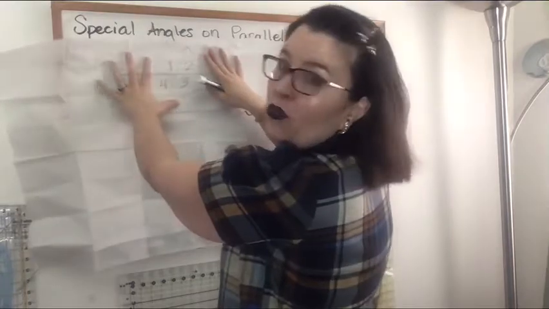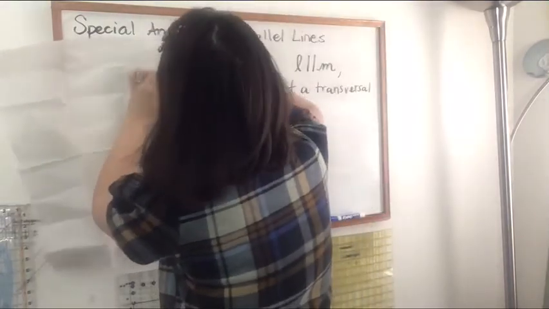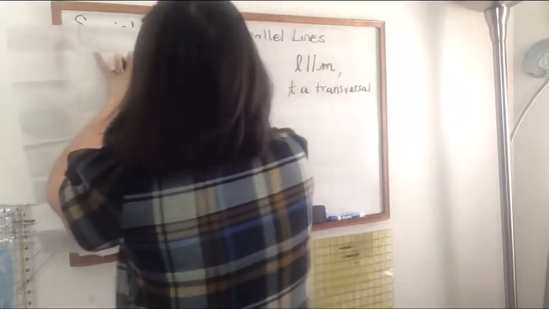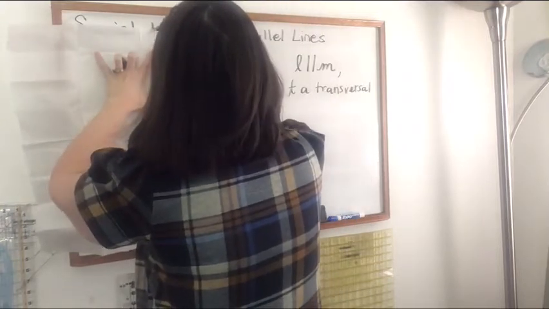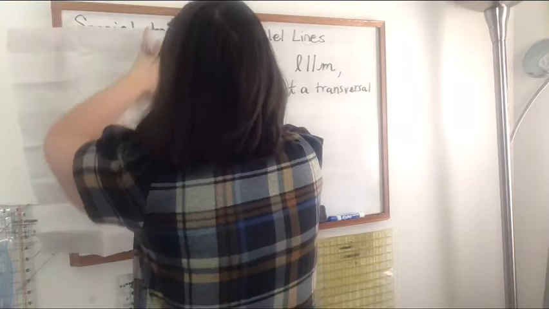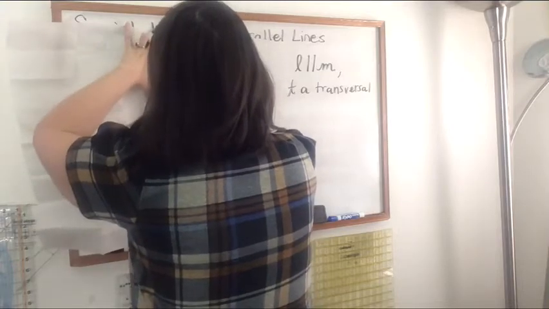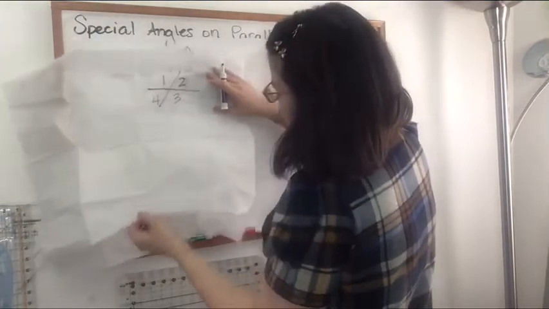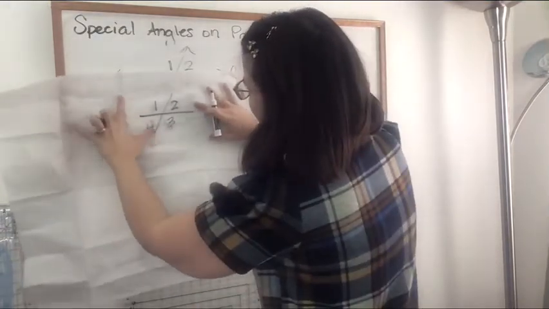I'm going to put my trace paper right here. And what I'm going to do is I'm going to trace what's there. 1, 2, 3, 4. And then I'm going to slide it down to these bottom 4.